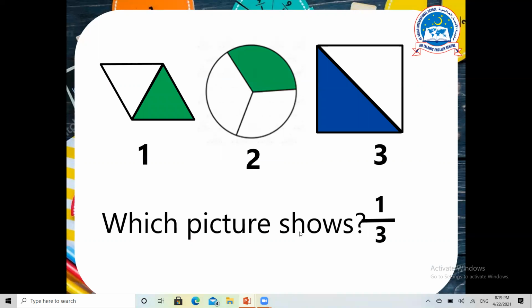Okay, now it's your turn. Come on. Which picture shows 1/3? Number 1, number 2, or number 3? Think. And remember, you can pause the video if you want extra time to think. Excellent. Number 2. Well done.